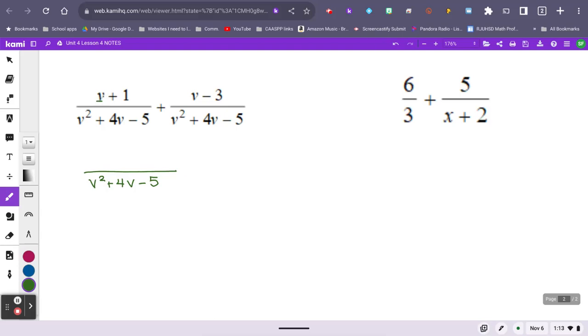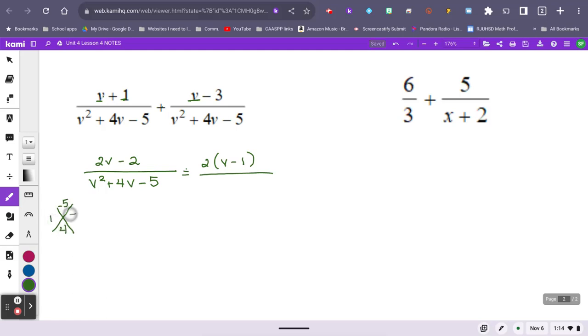So v plus another v will give us 2v. And a 1 plus a negative 3 will give me negative 2. We're going to now simplify it. So the 2v minus 2, I can divide both of those numbers by 2. And I get. Now again, I'm going to have to do the diamond.